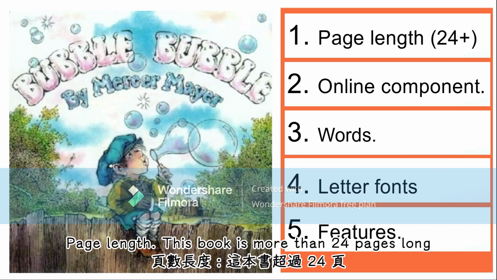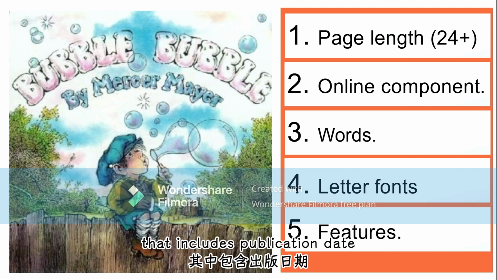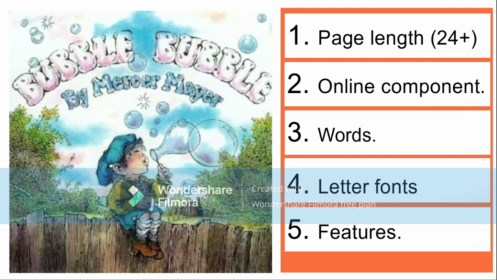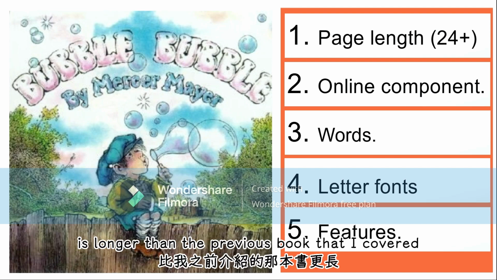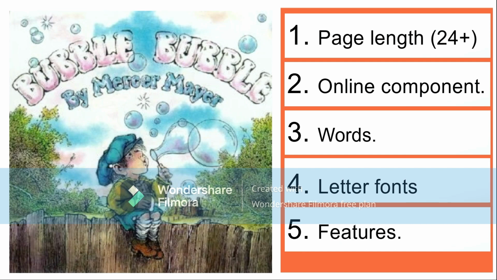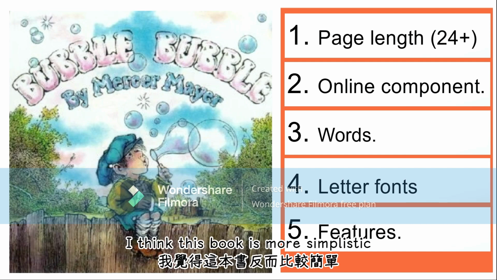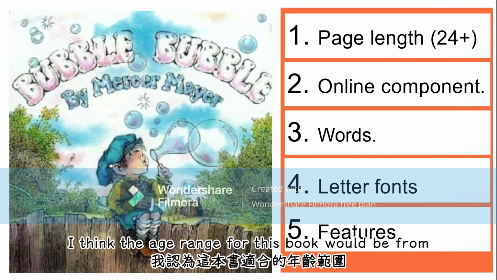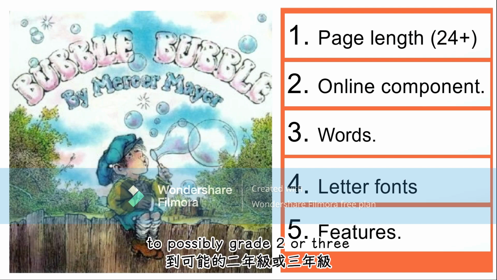One, page length. This book is more than 24 pages long. That includes publication date and some activities at the back end of the book. Even though the book is longer than the previous book that I covered, I think this book is more simplistic. I think the age range for this book would be from approximately grade 1 to possibly grade 2 or 3.